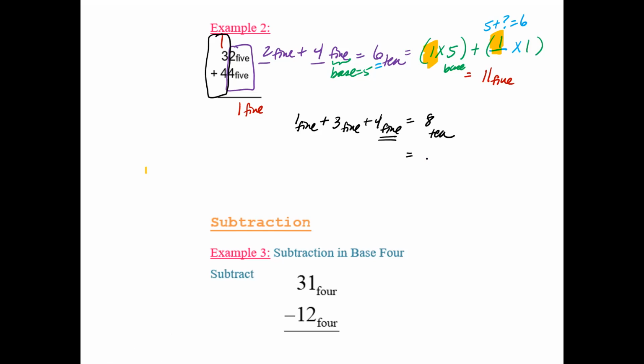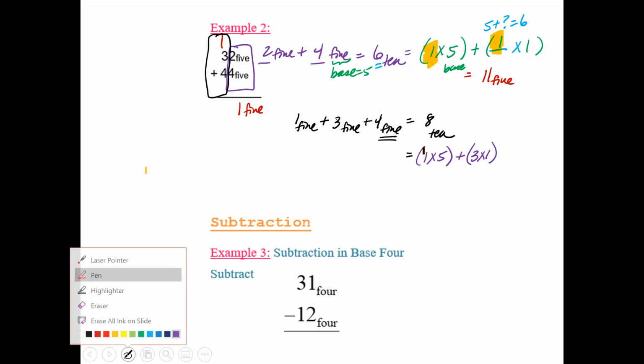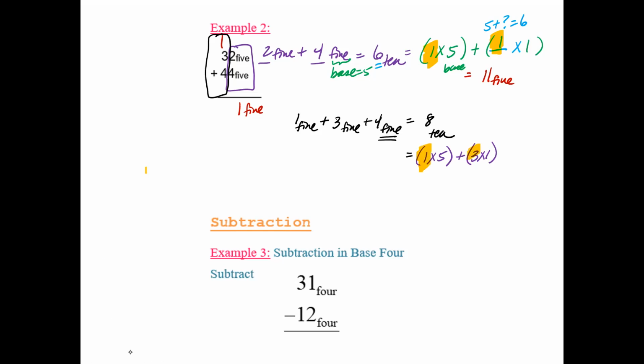So in order to do that, 1 times 5 plus 5 plus 1 gives me an 8. So 3 times 1. And so your answer is the 1 and the 3. And your base is 5. So 1, 3. 1, 5 is your answer.